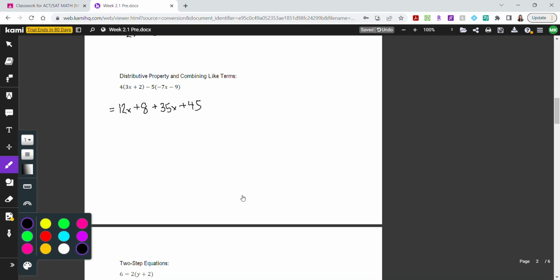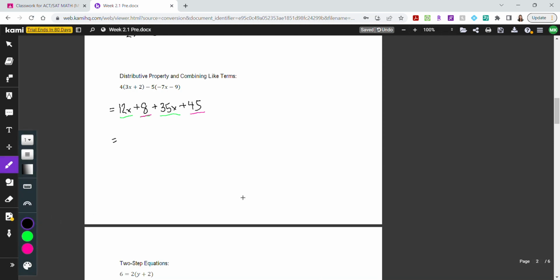And now the thing that we want to do is combine the like terms. So let's determine 12x and 35x are our like terms. 8, ooh, that was meant to be pink. There we go. 8 and 45 are our other like terms. So we want to combine the like terms together. And so let's do this.